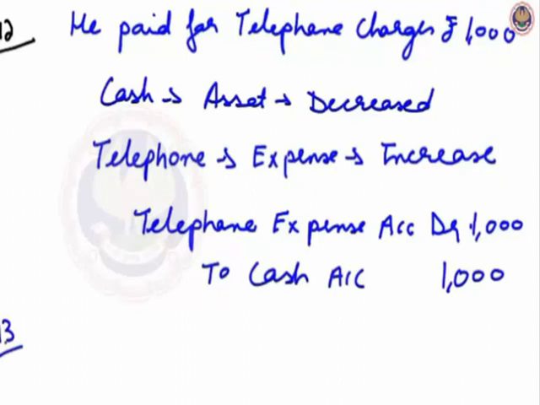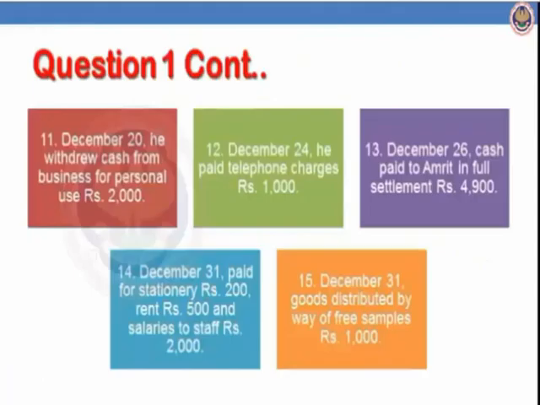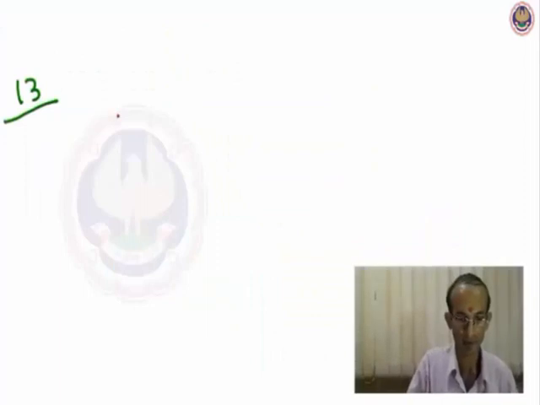So let us see the 13th transaction which we have seen. On December 26th, cash paid to Amrit in full settlement of rupees 4,900. Let us see the solution of the 13th transaction and what the 13th transaction says.